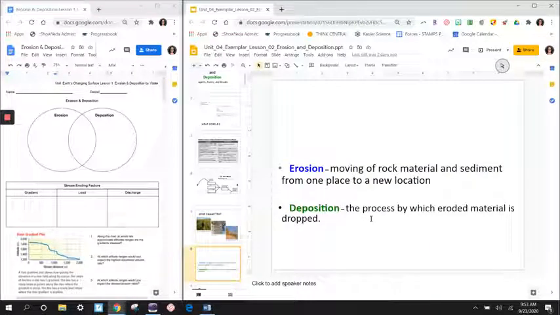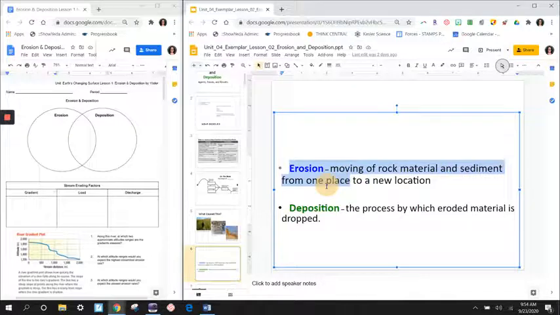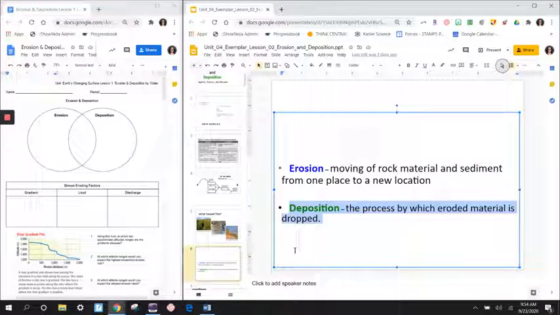So our 2 big pieces of information for this unit are erosion and deposition. Erosion is the moving of rock material and sediment from one place to a new location. Deposition is the process by which an eroded material is dropped or deposited by wind or water or something else. So erosion is the picking up and moving of material such as sand, sediment, and soil, rock. Deposition is the process in which that material that has been eroded is then later dropped or deposited or left behind.